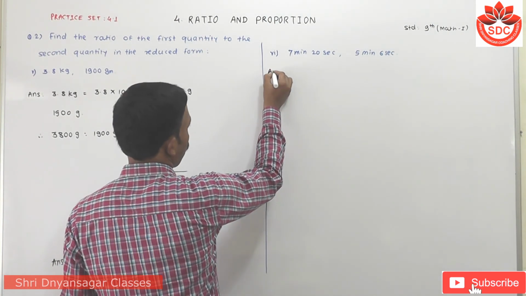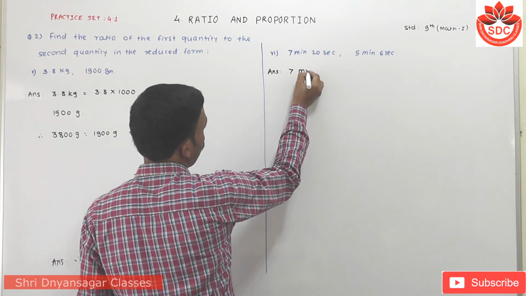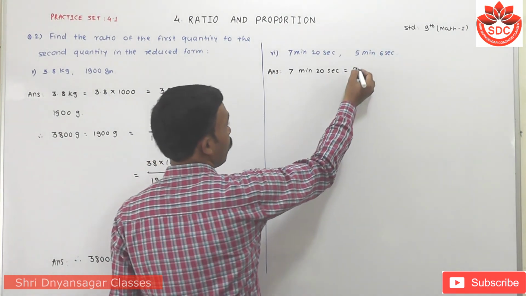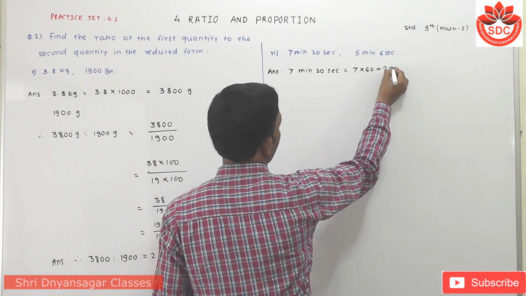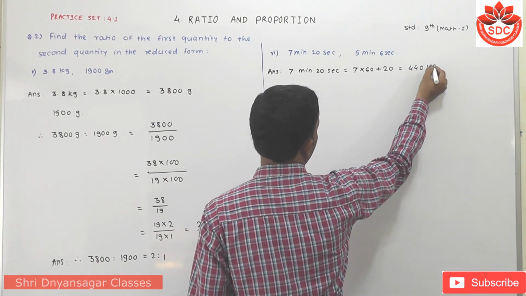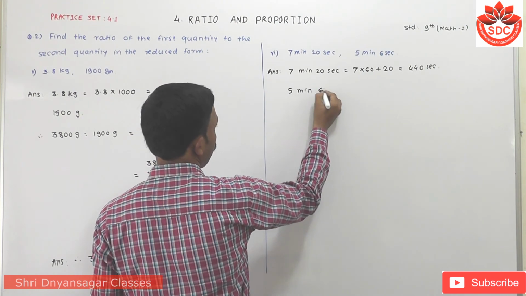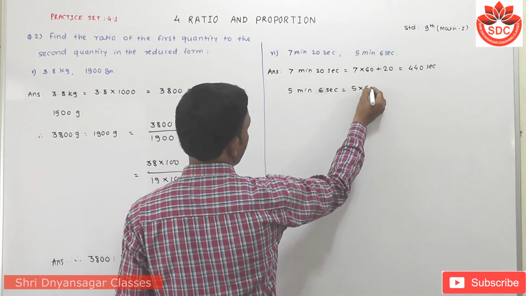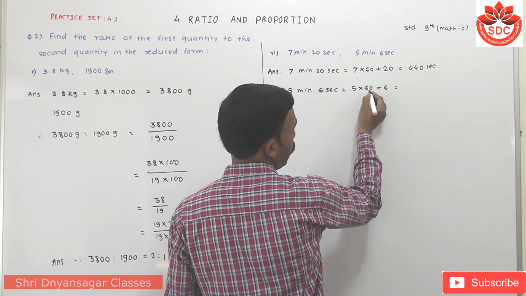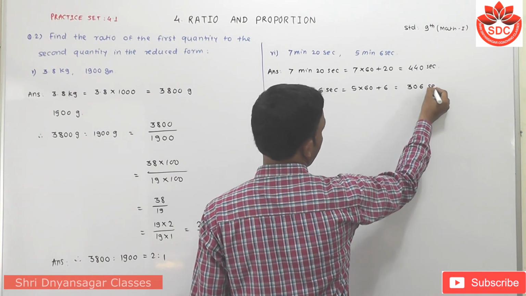Look here, here also you have to convert the minutes and seconds into seconds. Then 7 minutes 20 seconds is equal to, 1 minute has 60 seconds, means 7 into 60 plus 20, it becomes 7 6s are 42, means 420 plus 20, means 440 seconds. Then 5 minutes 6 seconds, means 5 into 60 is 300 plus 6, means 306 seconds.